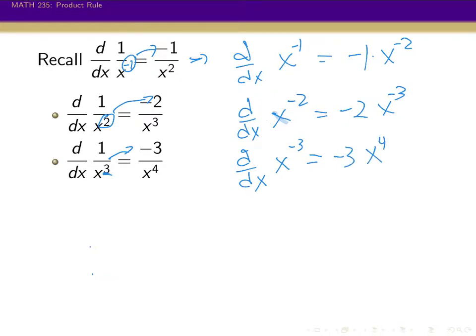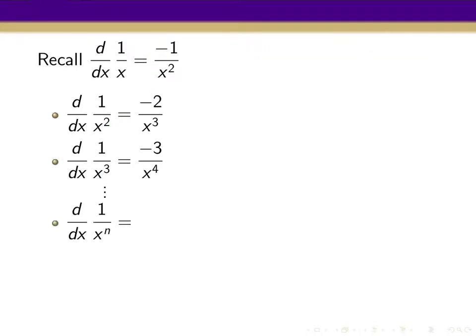And so same as before with the positive powers of x, we see this power coming down, and then our new power being 1 less. So minus 2 comes down, and then our new power is minus 3. Minus 3 comes down, and our new power is minus 4. Should be a minus 4 there.